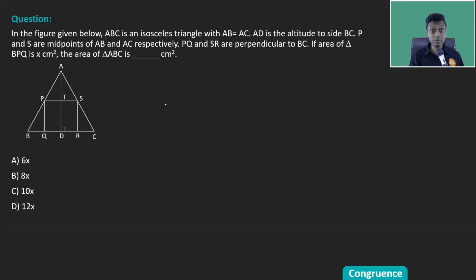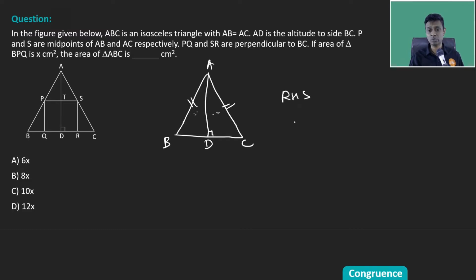In the figure given below, ABC is an isosceles triangle with AB equal to AC. AD is the altitude to side BC. Fine, I'm going to draw ABC. And we know ABC is like this. These two are equal. AD is the altitude to BC. First thing to note is AD is common. These two triangles are congruent by RHS congruence. Triangle ADB is congruent to triangle ADC.